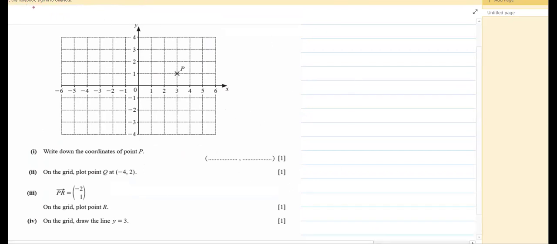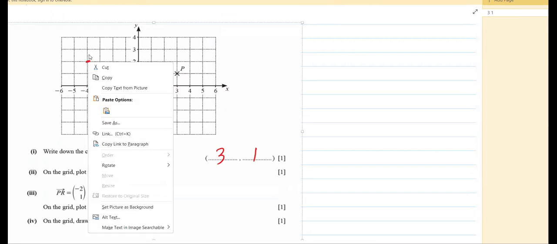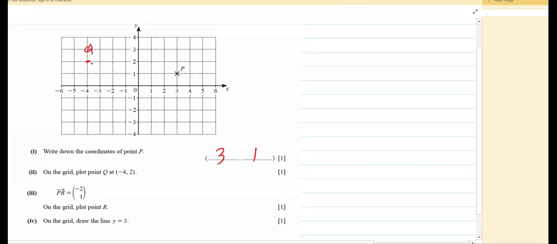It has been given that there is a point P, and a grid is given there. First, write the coordinates of P. That is very simple. What will be the coordinate of P? Where P is going on X, it is 3, and where it is going on Y, it is 1. So (3, 1). On the grid, plot the point Q at (-4, 2). Now, where will be (-4, 2)? This will be the point Q. Okay, we have plotted the point Q.